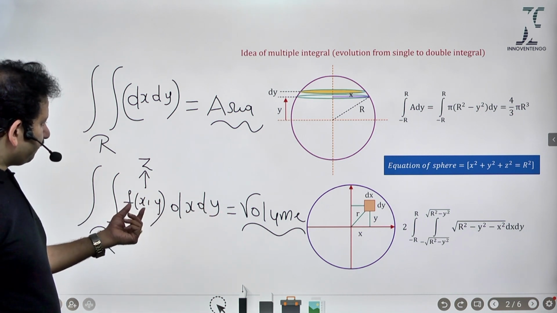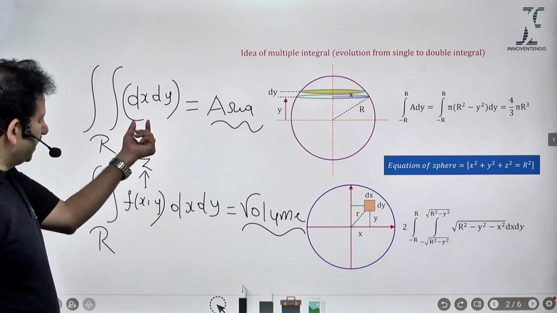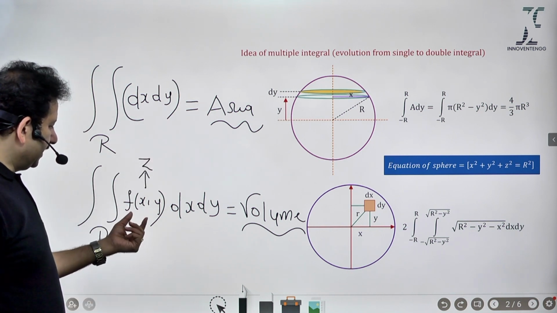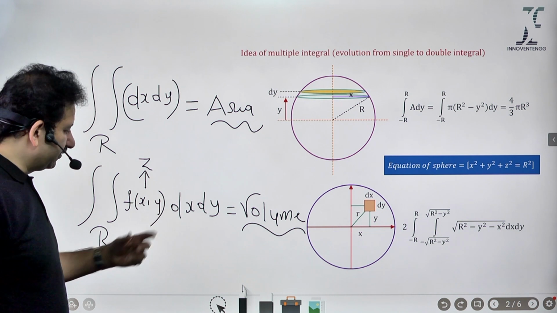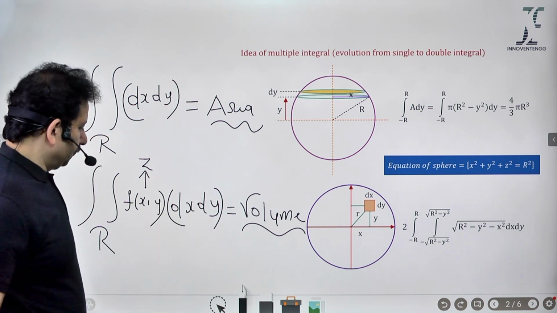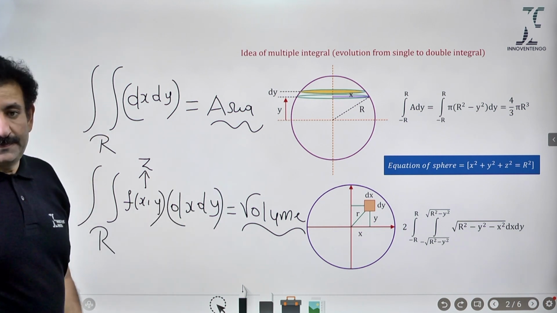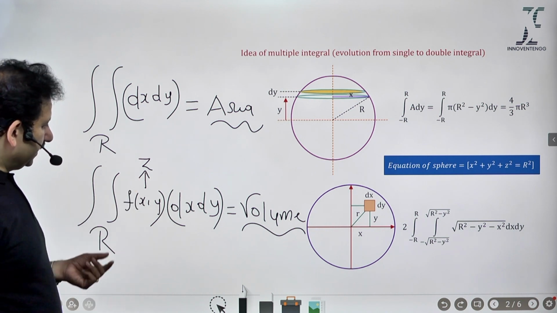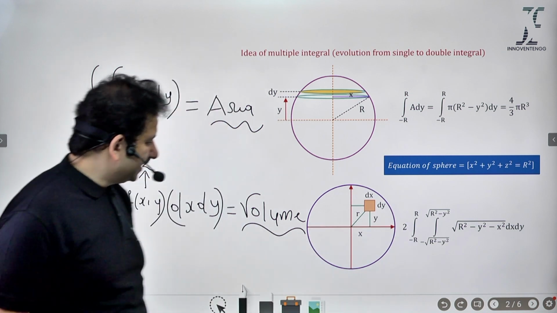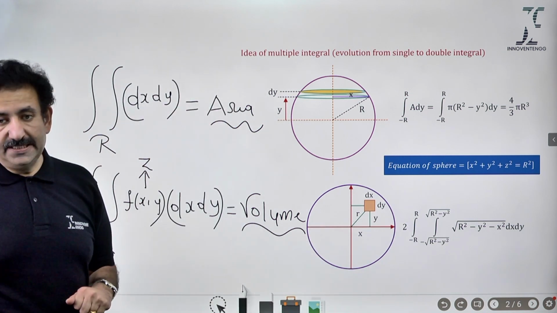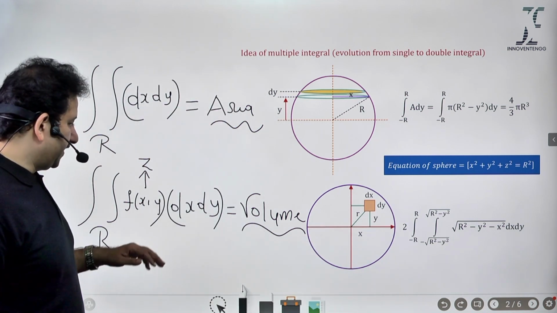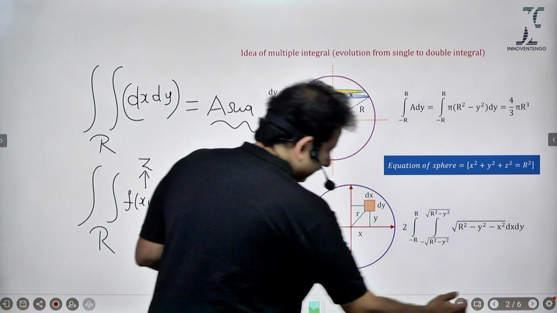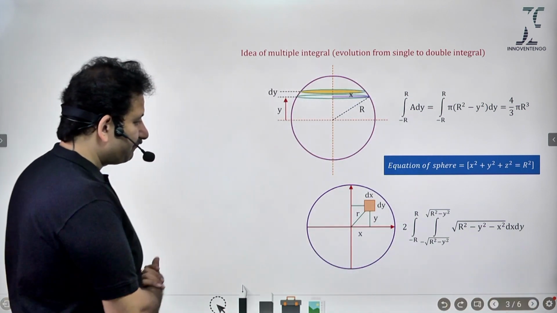So here, since we integrated only the elemental area, I get the area. If I integrate z along with the elemental area, we will get the volume. And this z, if it is determined by the spherical surface, then you will get the volume of that spherical space. Now let's try and do that in earnest.